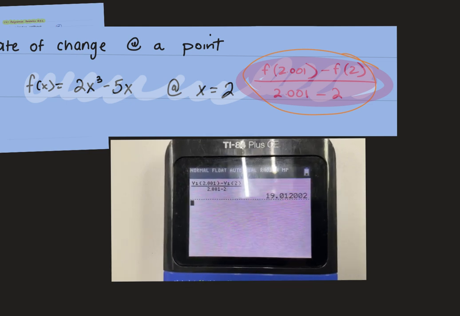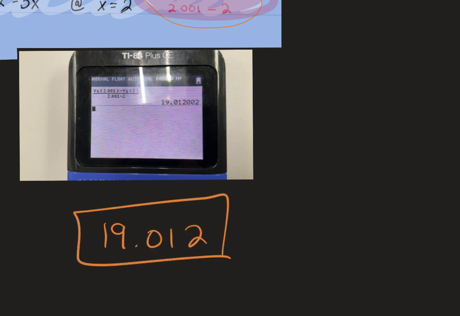From here on out, we said we're going to round this to the thousandths place, or 3 decimal places. So that would be 19.012.